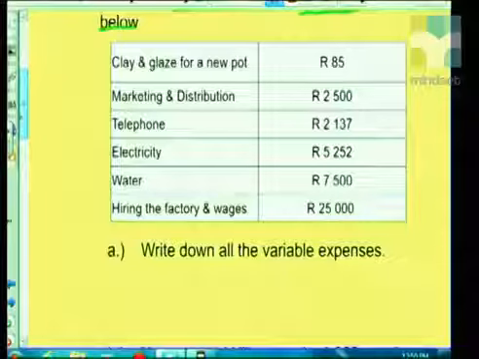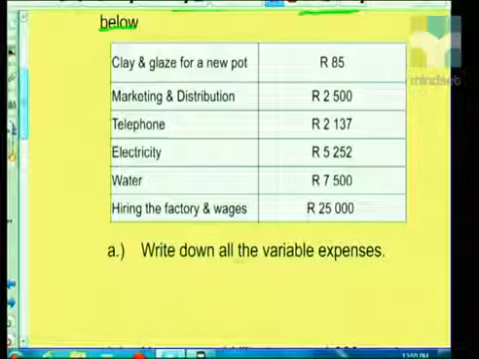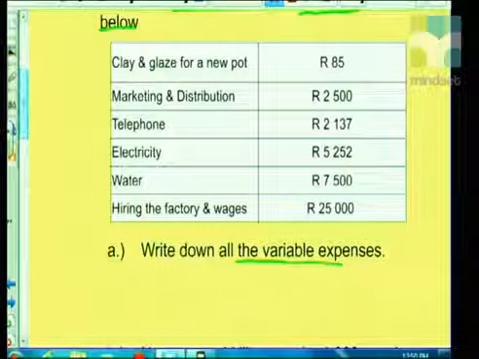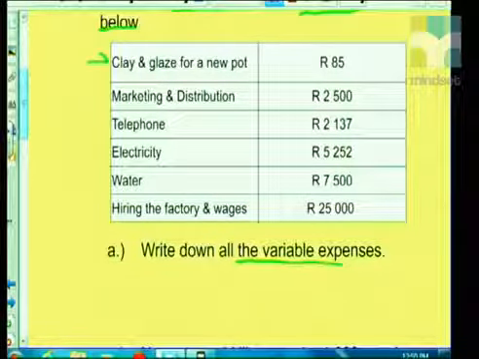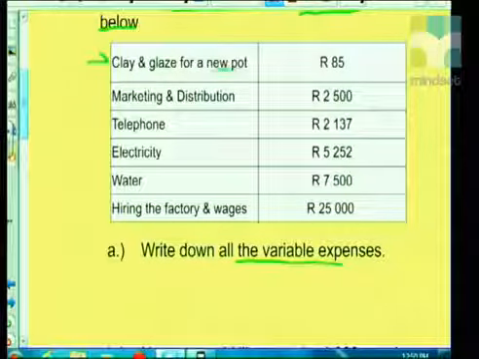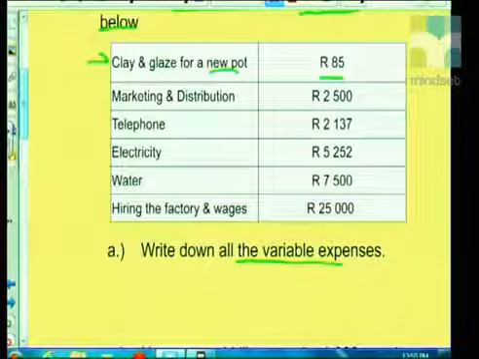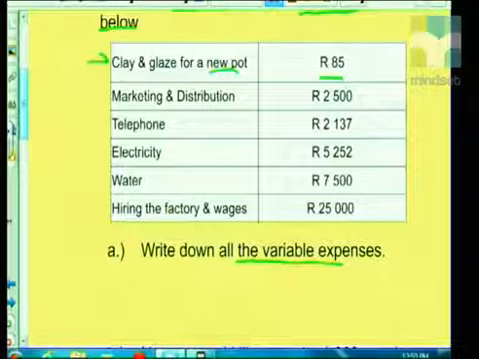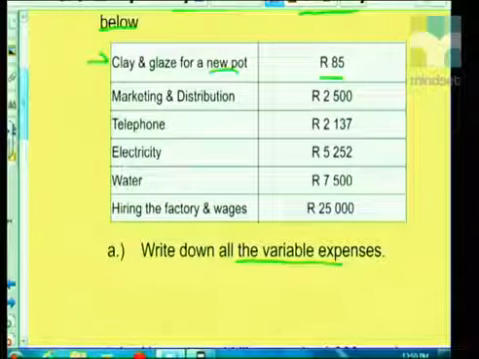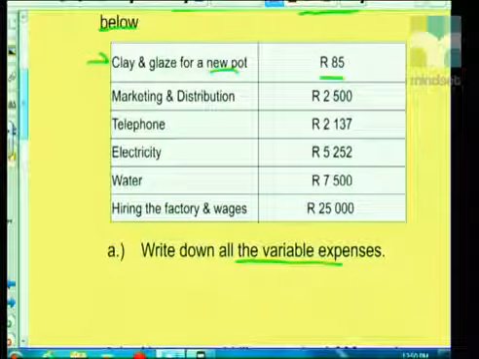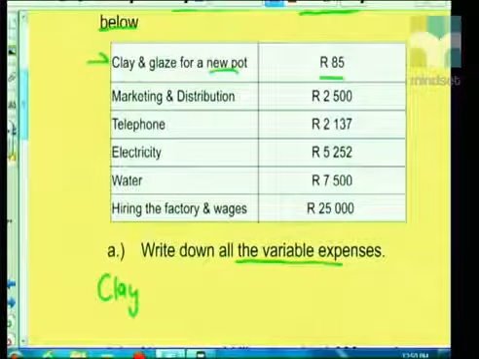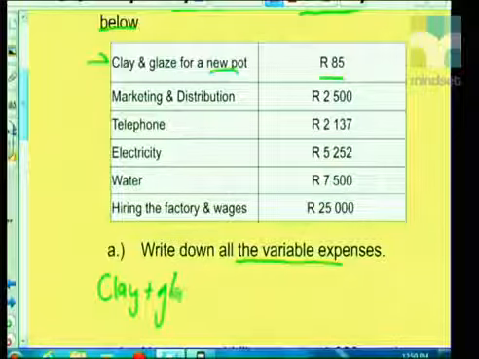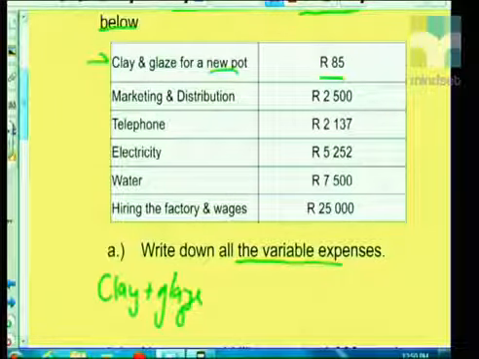So let's have a look what the questions have to say. The first question says, write down all the variable expenses. So the first thing, it says the clay and glaze for a new pot. That's for one pot, clay and glaze, it's 85 Rand. Is that a fixed cost or a variable cost? Well, it depends on how many pots you're going to do. So clay and glaze, it's definitely variable.